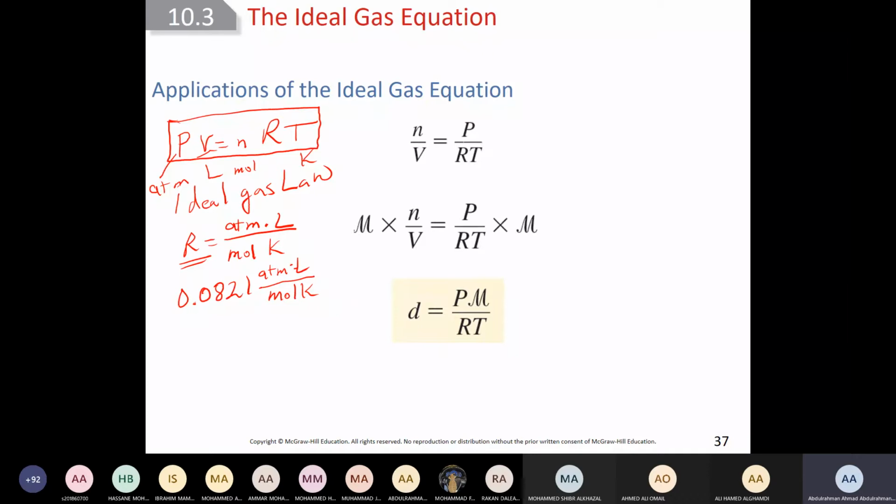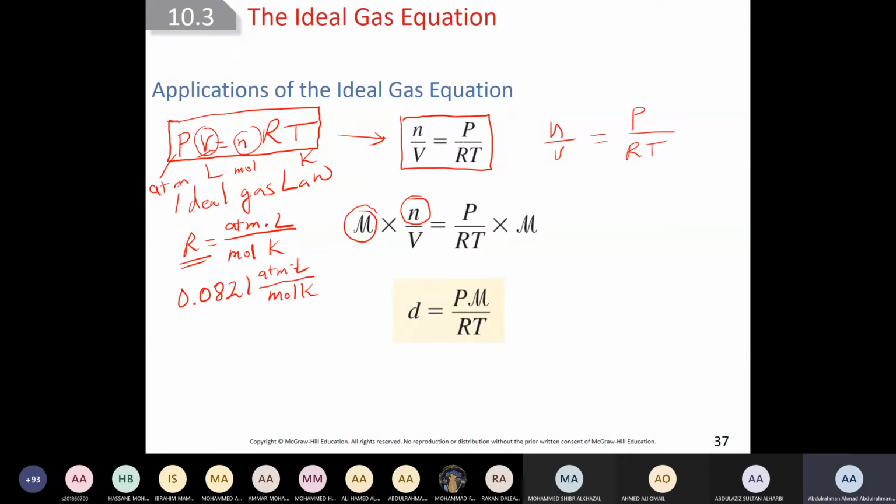Now, when you take n over V from this equation, what's this equal to? It is molar. It is n over V. It must come from the equation. It's easy: P over RT. Good. Now, what is n? Number of moles.